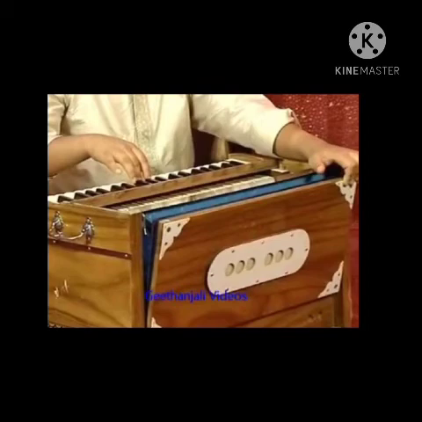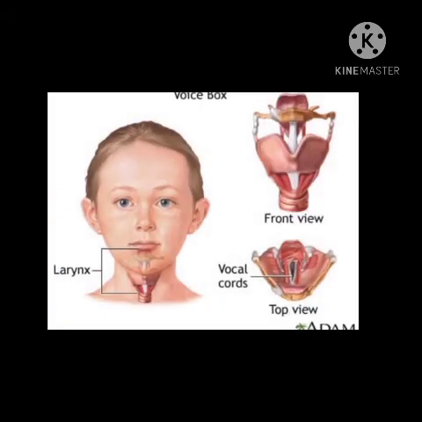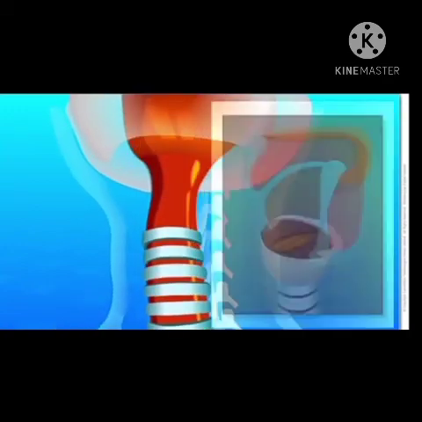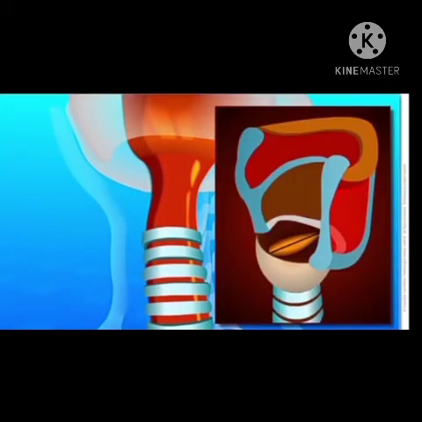Human beings also produce sound. So all human beings have a voice box, or you can say larynx, in the throat region. The sound is produced by the voice box. It is at the upper end of the windpipe. Two ligaments called vocal cords are stretched across the voice box in such a way that it leaves a narrow slit between for the passage of the air.